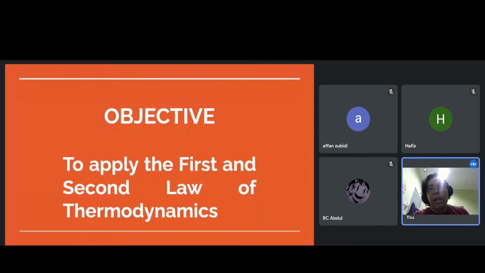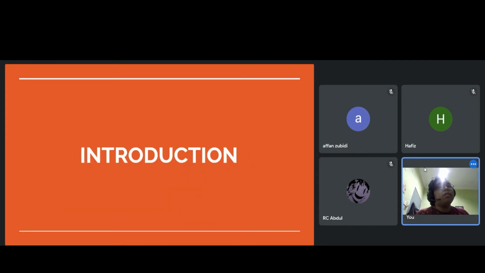So the objective of the experiment is to apply the first and second law of thermodynamics.